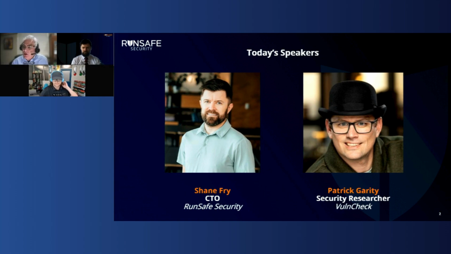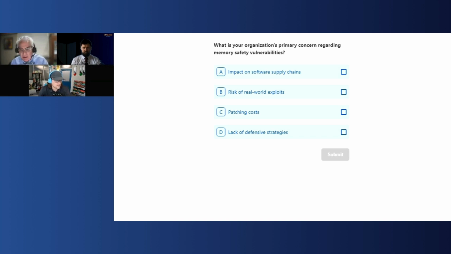So I'm going to get started today with the polling question. And the poll is up here in front of us. It's, what is your organization's primary concern regarding memory safe vulnerabilities? Is it the impact on software supply chains, risk of real-world exploits, patching costs, or lack of defensive strategies? And while we wait for our attendees to complete the poll, let me ask you both a question. Can you explain what memory safety vulnerabilities are, and why are they particularly critical in embedded systems?